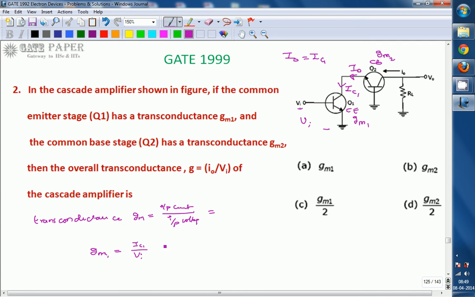So GM1 can be restated as IC1 by VI, but IC1 is nothing but I0 itself. So we can write GM1 is equal to I0 by VI, which is the overall transconductance that was asked. So the overall transconductance of the cascade amplifier is the same as the transconductance of the common emitter stage. This is very important. The overall transconductance of the cascade amplifier is the same as the transconductance of the common emitter stage itself. So the answer for us is A.